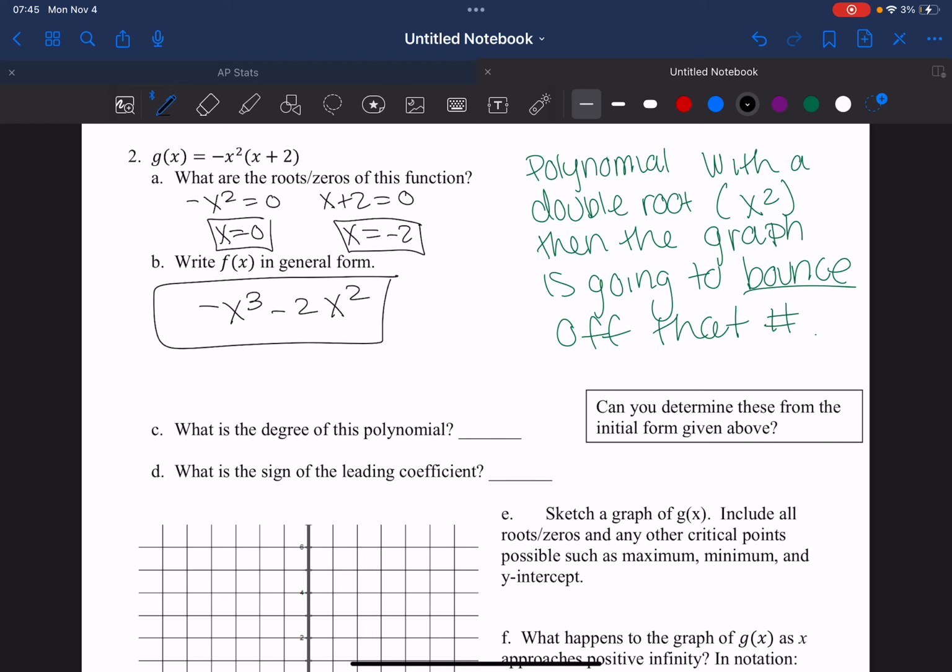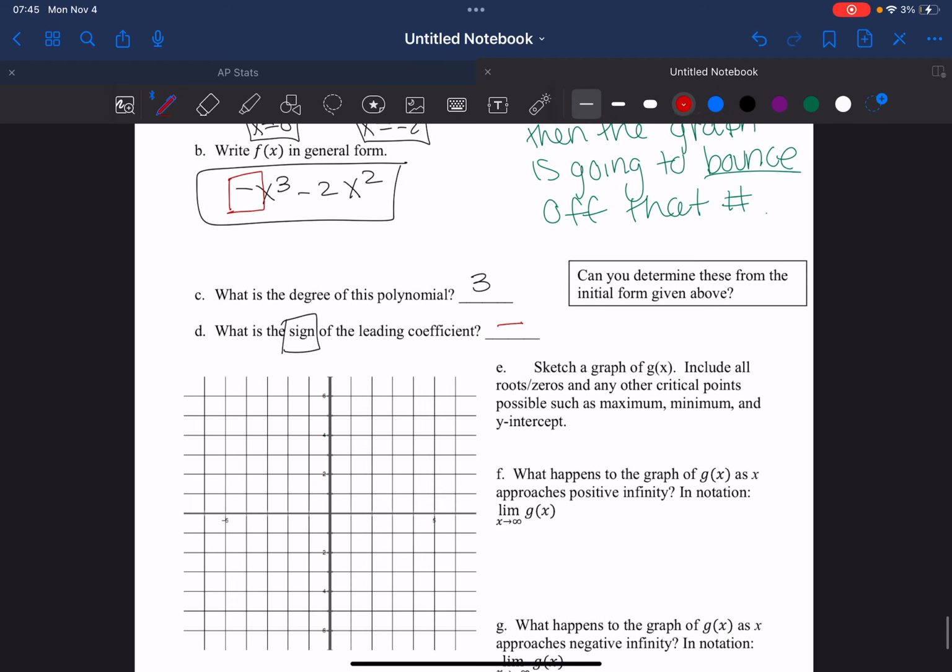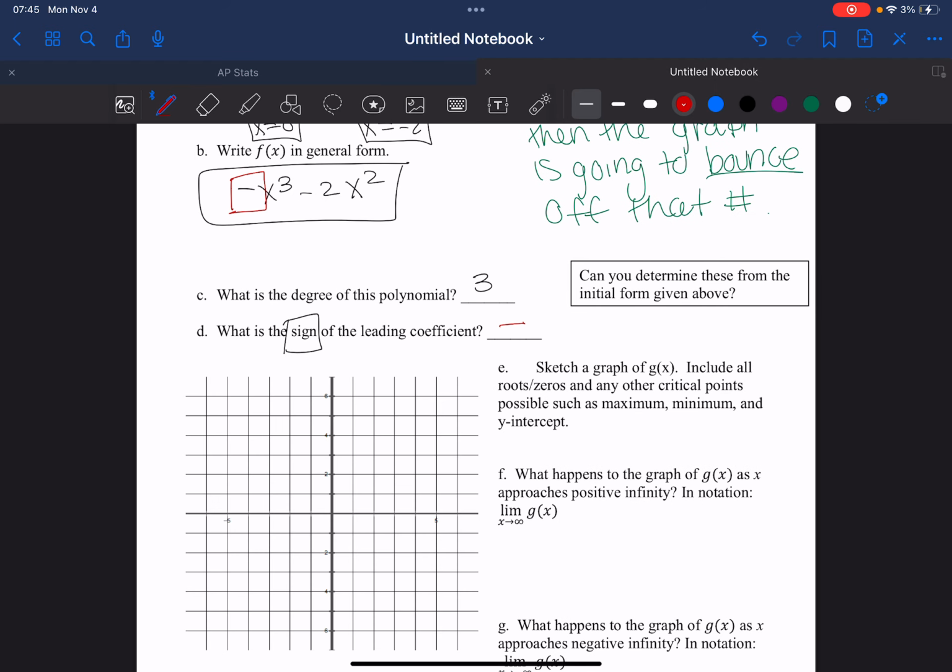It wants us to know the degree of the polynomial, and the degree is 3. And then it wants to know what the sign of the leading coefficient is. Well, that leading coefficient is a negative, so we know our sign is negative. Now it wants us to sketch a graph.